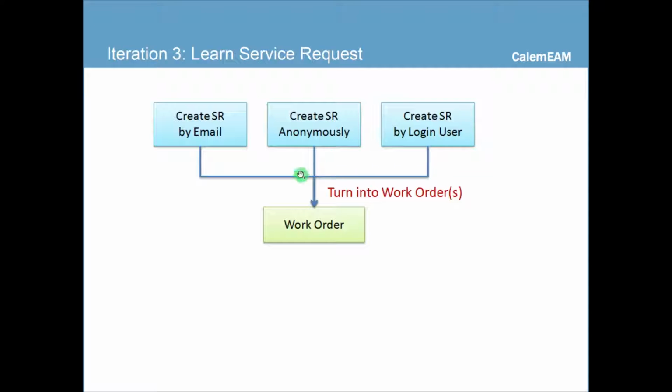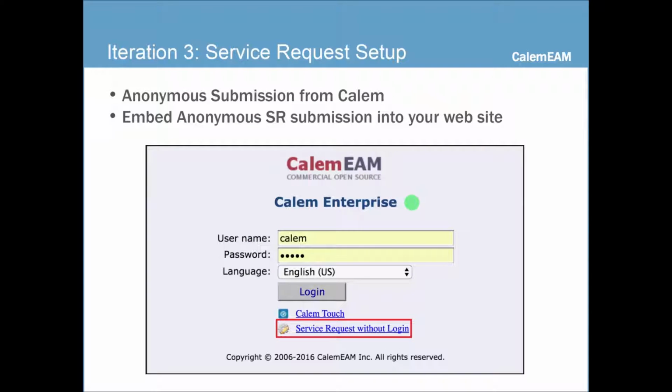Your service dispatchers can then analyze the service requests and turn them into work orders if additional maintenance activities are required. For the service request anonymous entry, you can either have them go to your cloud service to click the link to enter it, or you can embed this entry screen into your production website.